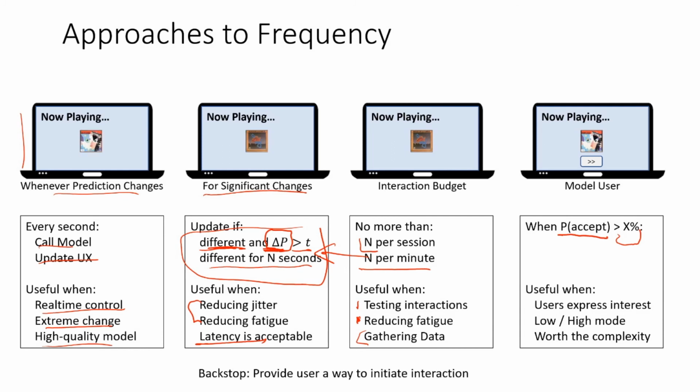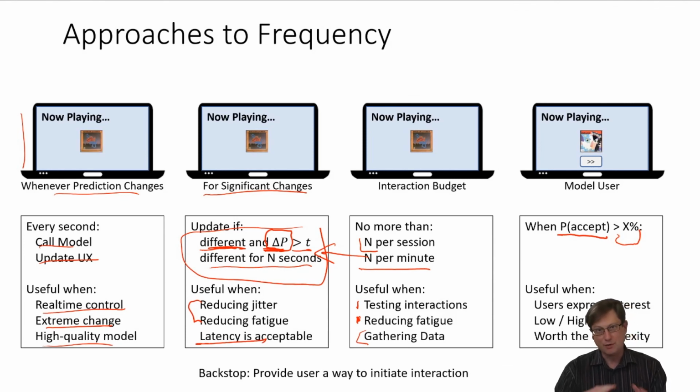And of course, almost always when you have users interacting with a system where there's an intelligence in it, you want to provide a backstop. So if they want to play a song, they don't have to wait for your system to tell them, hey, I'm going to start the song for you. They have to be able to browse through and do the optimization, find the message, start the song, whatever it is.